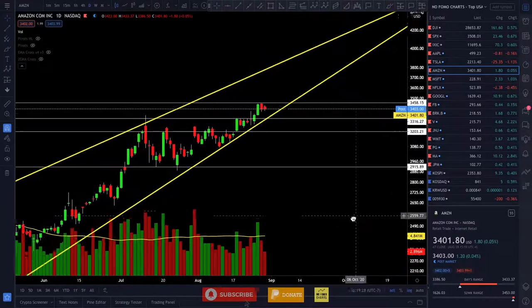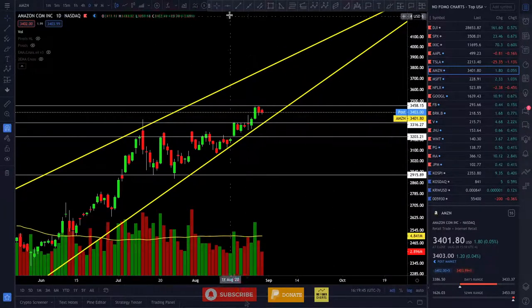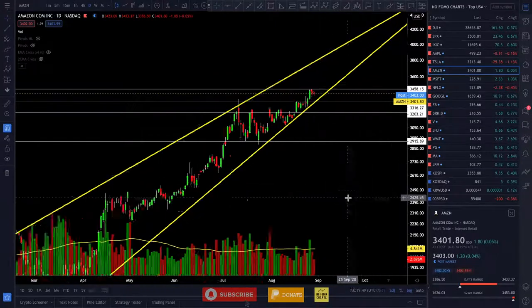But just in my opinion, just one guy's opinion, I think Amazon needs a stock split, because at 3,400, what beginner retail trader is going to be able to buy that? Or buy a lot of shares of that, is what I'm saying. So it'd be interesting if Amazon does a stock split within the next couple years. But they don't really have to, though.